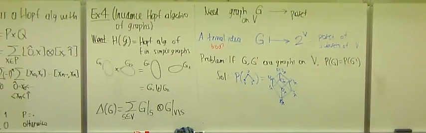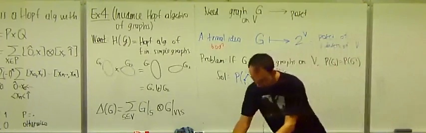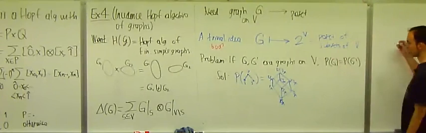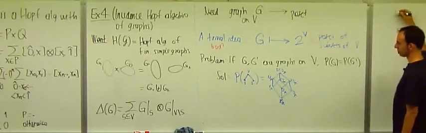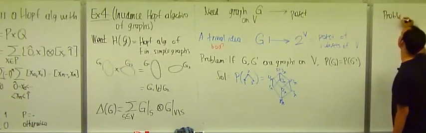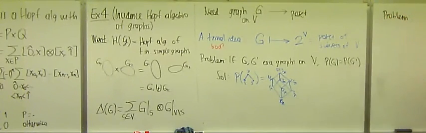That looks a lot like just taking the product of the graph with the poset of the vertex subsets. That's true, and there might be something to that, but I'm not sure.